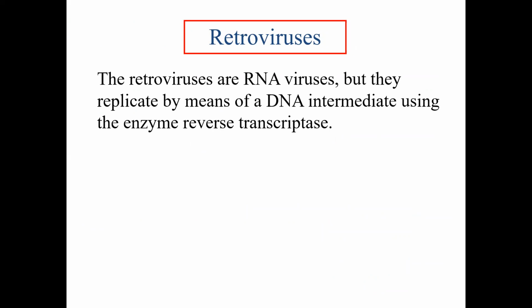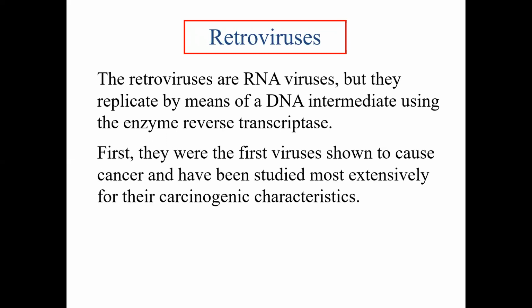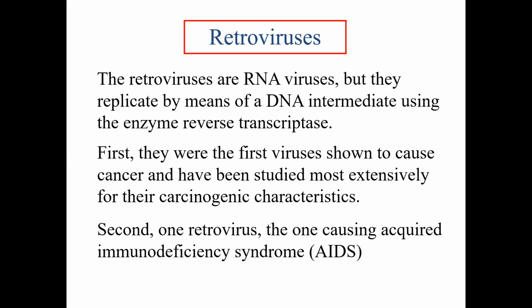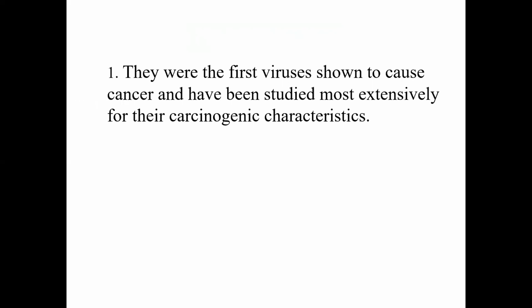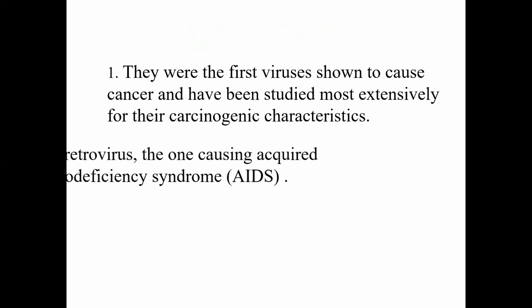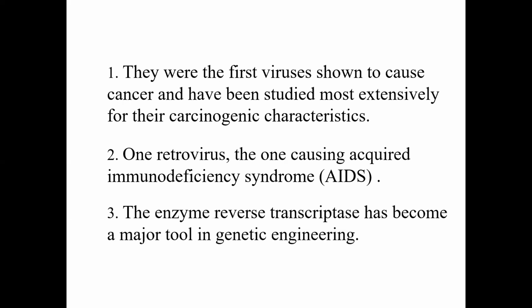We have retroviruses. They are RNA viruses, but they immediately use their RNA to create DNA structures as an intermediate, using the enzyme reverse transcriptase. They were the first types of viruses shown to cause cancer and have been studied most extensively because of their carcinogenic characteristics, right? For example, the virus that causes acquired immunodeficiency syndrome, AIDS. They were the first type of viruses, as mentioned, to cause cancer, and therefore most of the studies have been done on these types of viruses.